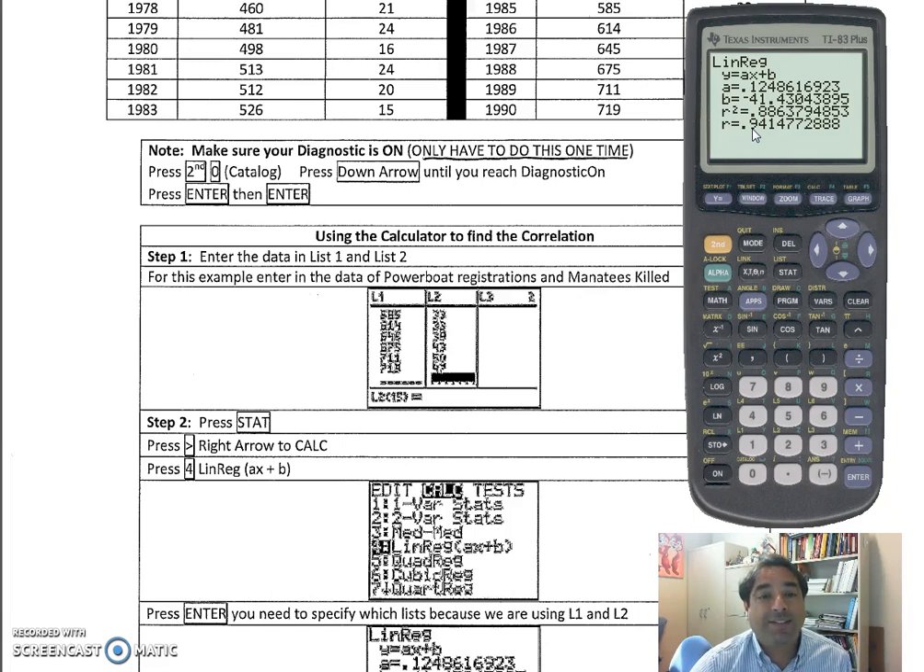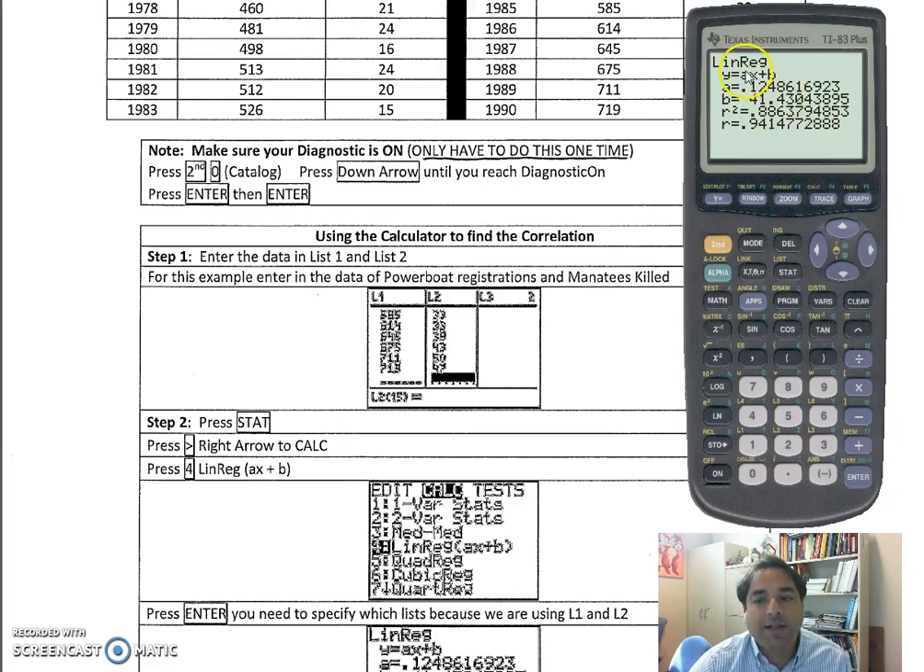Remember, close to positive 1 is very perfect strong, so this is very strong, 0.94, and it's positive, which means the dots are going up. But I have to discuss here that your calculator also gives you some more information. Not only does it give you linear regression, R squared, coefficient of determination, we'll talk about more later, but that's the percent of data explained by the line. So 88.6% of the data is explained by the line.